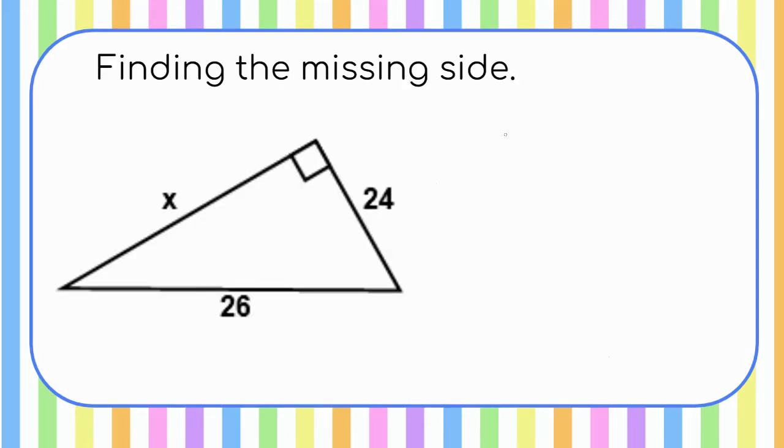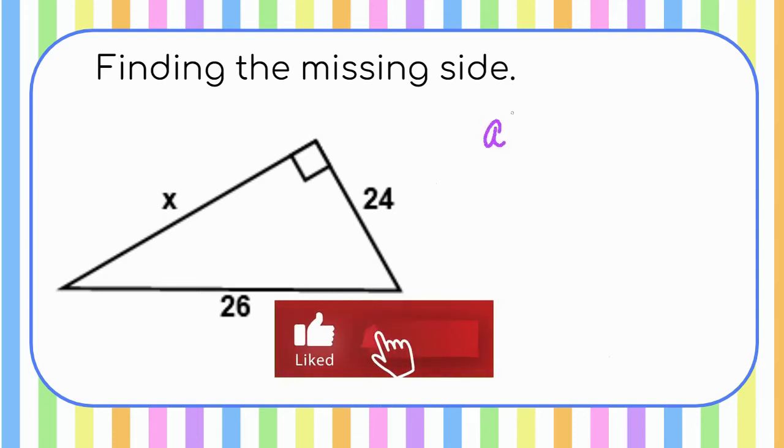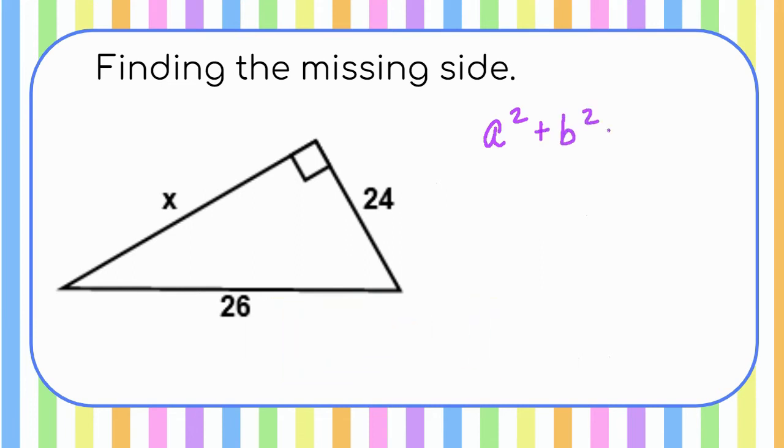Video, we'll use the Pythagorean theorem to find the missing side. Now, a reminder here, the Pythagorean theorem is a to the second plus b to the second equals c to the second. Now, c is the hypotenuse. So that is the side that is opposite the right angle. So in this case, that is our 26. So we're going to put 26 in place of c.